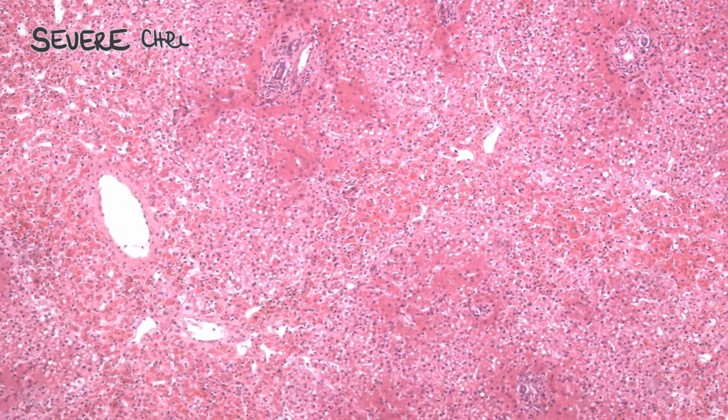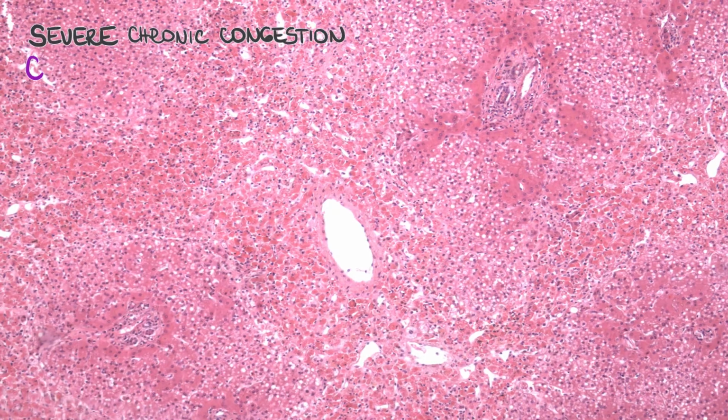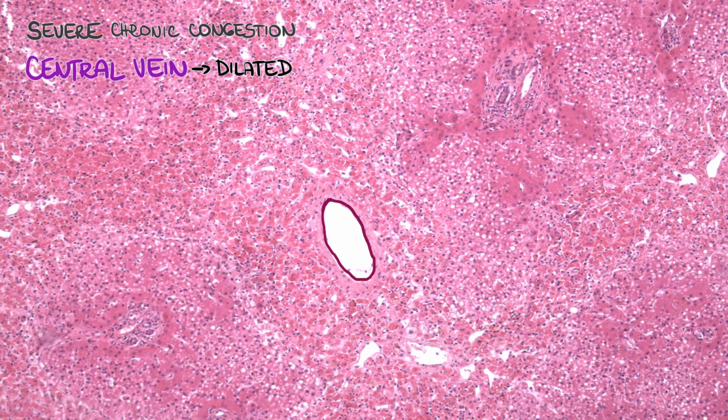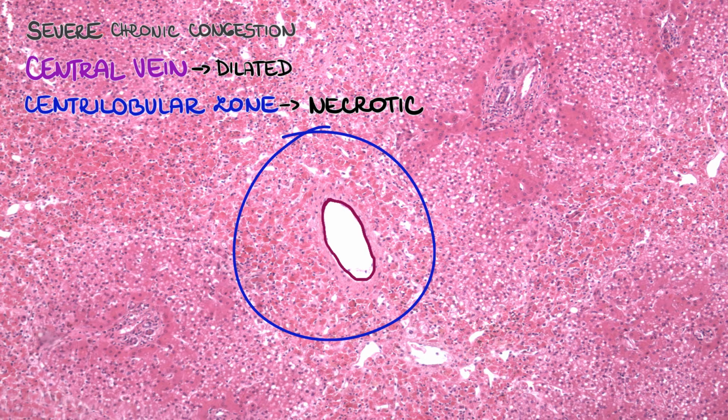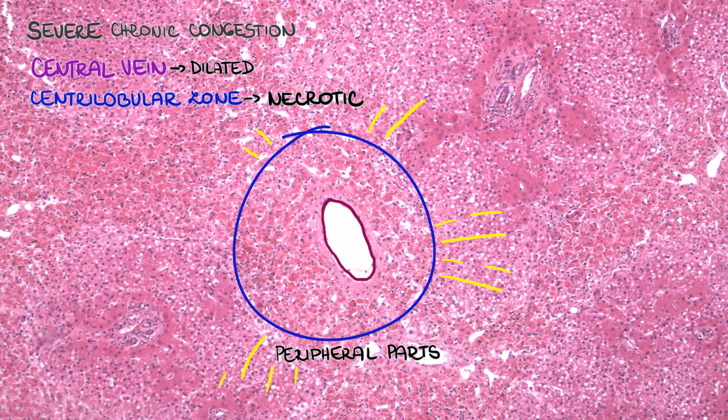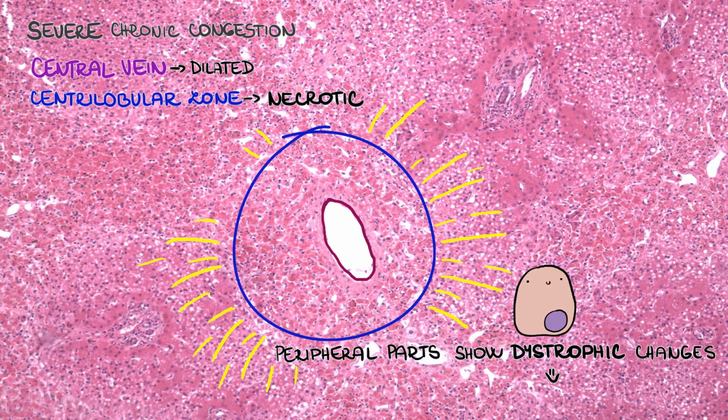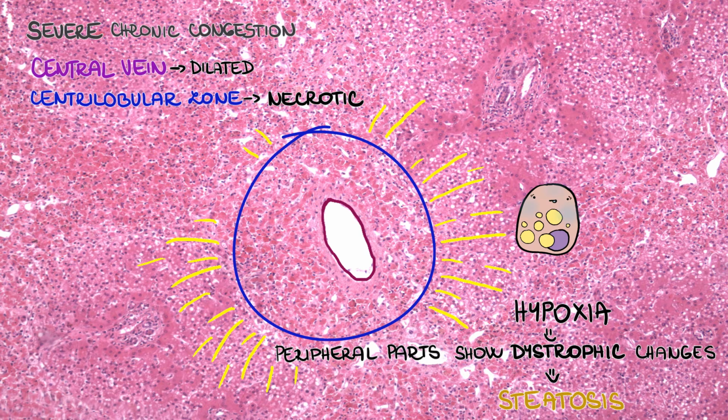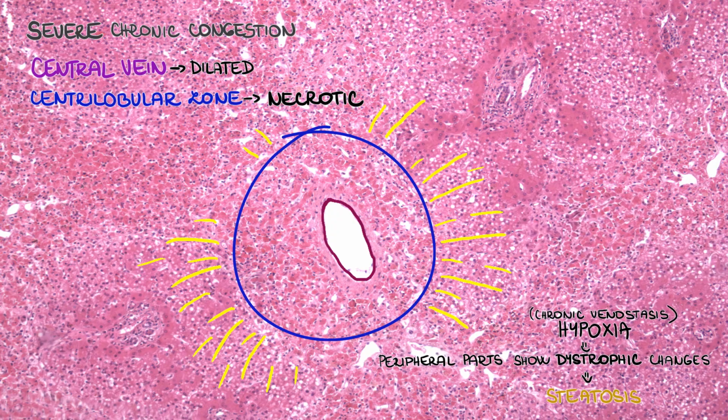Here we can see a liver with signs of severe chronic congestion. A central vein is dilated and the surrounding centrilobular zone of hepatocytes is necrotic. More peripheral parts of the hepatic lobule show dystrophic changes in the form of steatosis. It's a consequence of hypoxia in the terrain of chronic venostasis. Only the thin rim of periportal hepatocytes remains unaffected.